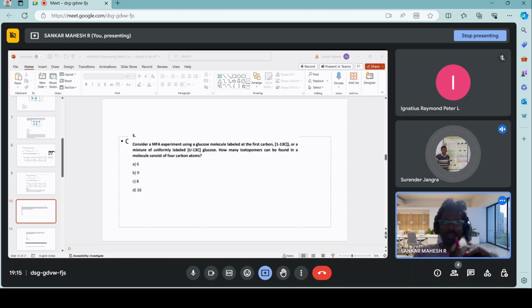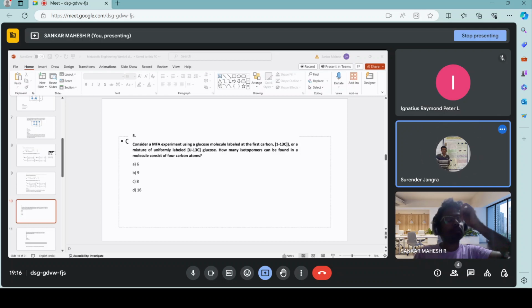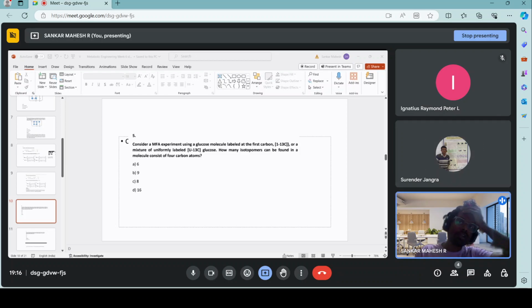Here it is written that the molecule is labeled at the first carbon, or a mixture of uniformly labeled, which means every carbon is labeled, all 6. So what should we consider? The first carbon or every carbon? You can consider both cases. Since we have time, you can even try doing this mapping to see how each of it would affect a particular isotopomer's formation.